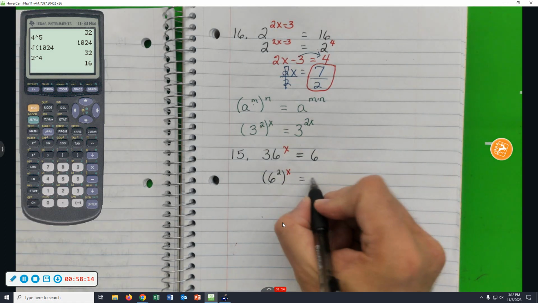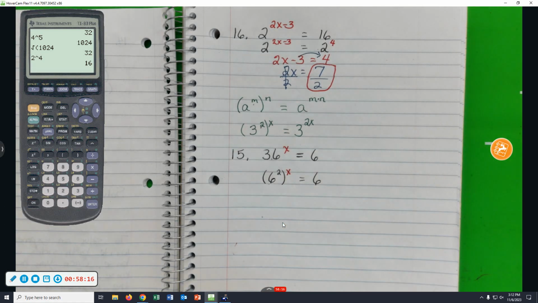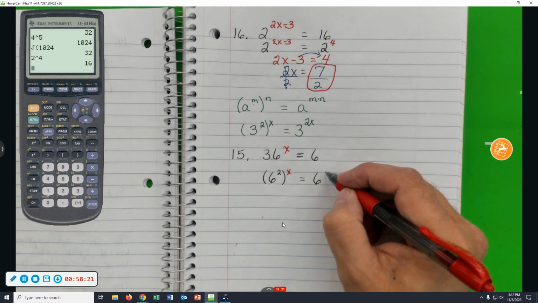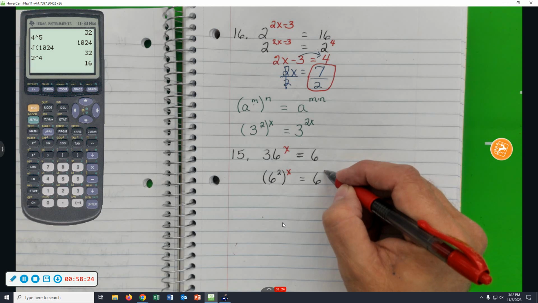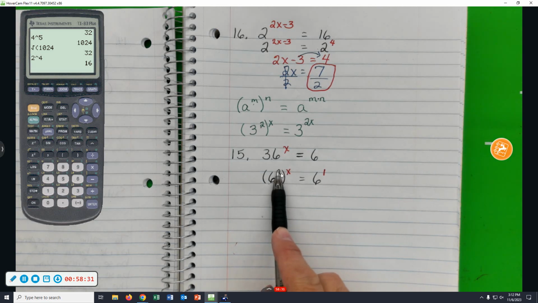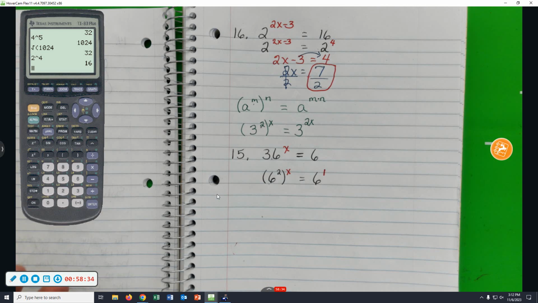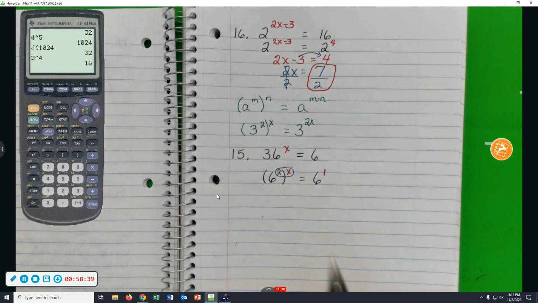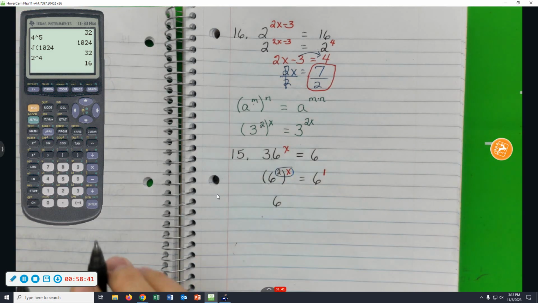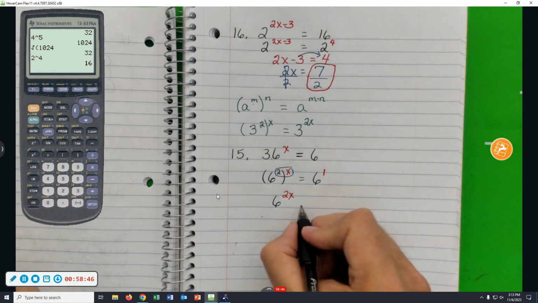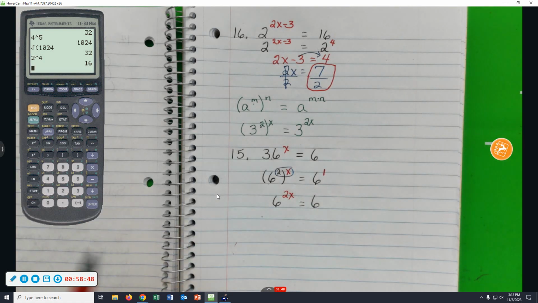Now I'm going to go ahead and rewrite this right-hand side. I'm actually going to put an exponent up here on the 6. What exponent do I have here that you just don't see? A 1. Now, this 6 squared to the x, what did I say you do to these exponents here? Multiply them. So we have 6 to the 2x equals 6 to the first.